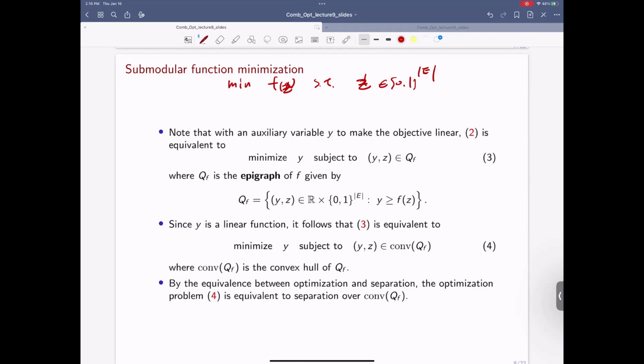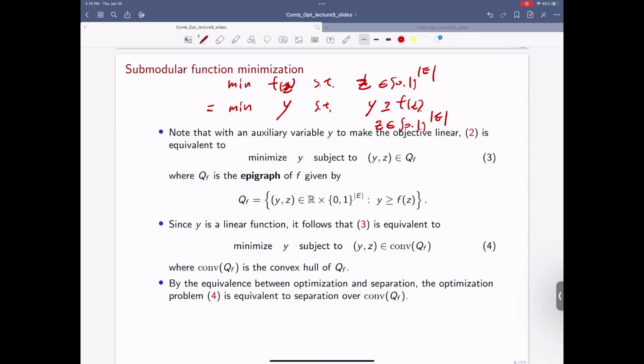I have a nonlinear objective here. So let's make it linear by adding an auxiliary variable y. This is equivalent to minimizing y, subject to y is greater than or equal to f of z, and z belongs to {0, 1}^E. This is a common technique to linearize the objective.